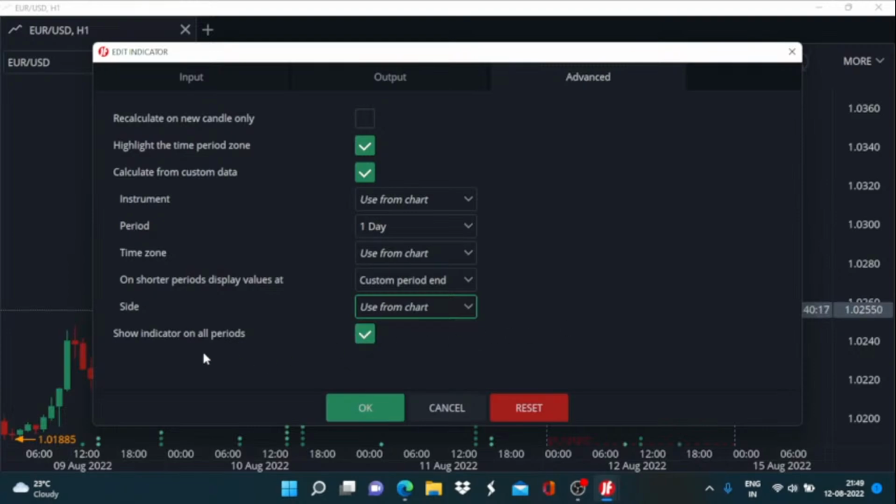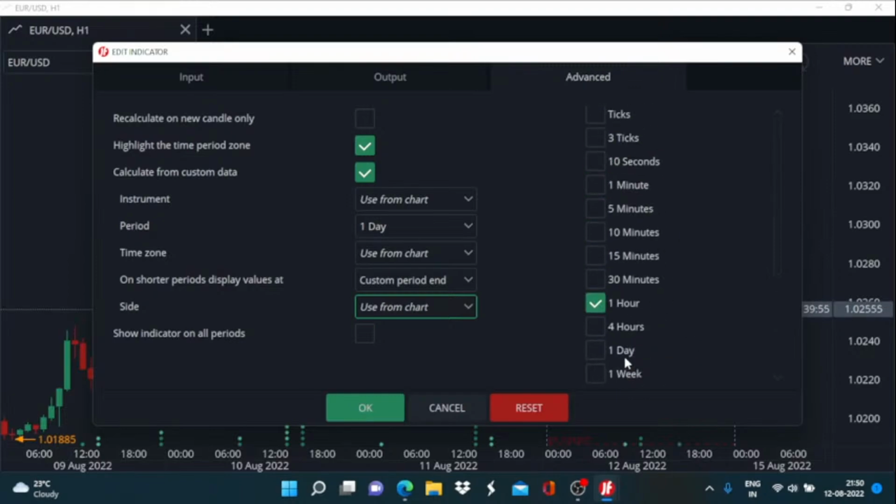And if you opt for this show indicator on all periods, whenever you change the candle period from, for example, hourly to 15 minutes, the plotting will be done. But if you opt out of this, then you have to specify on which particular candle periods the plotting for the indicator is to be done, and only on those candle periods the plotting will be done.